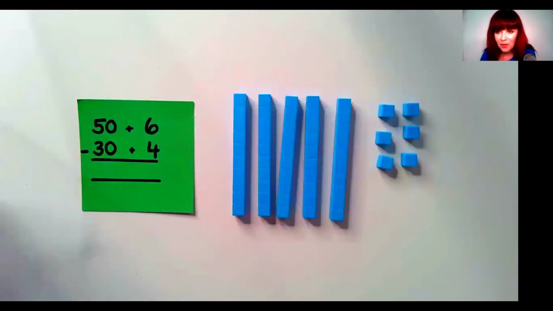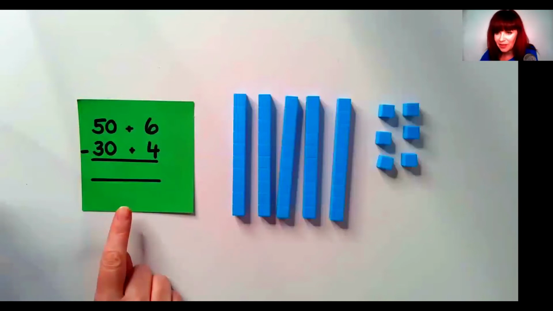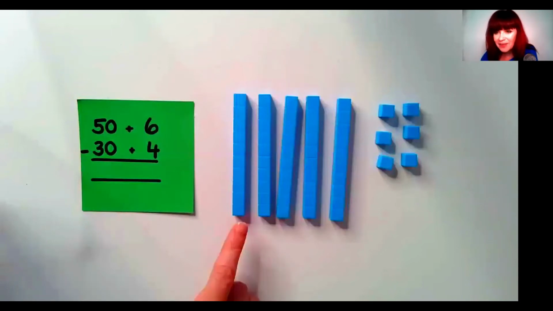Here is an example of the first type of formal written method your child will encounter, and they're likely to do this in the summer term of Year 2 and certainly in Year 3. And this is an expanded version that we introduce before we get on to the compact method. And we do this, just like we did for addition, so children get a real sense of the value of the numbers that we're using.